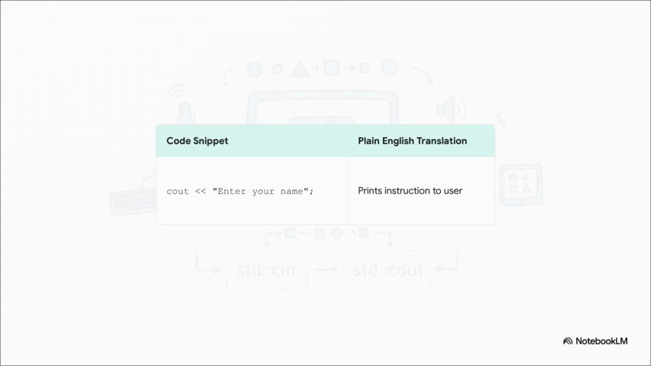Now that we have our empty container ready to go, let's actually ask the user for some data. We write cout, enter your name. Let's break this down real quick. We start with our output command, cout. Then we use those two less than signs. We call that the insertion operator. You can picture this operator acting like a funnel, taking whatever comes after it and pushing it toward the console. Finally, we have our text, wrapped in double quotes. Because it's in quotes, the compiler knows to print that exact phrase as a simple string, giving the user a clear instruction so they know exactly what to do.